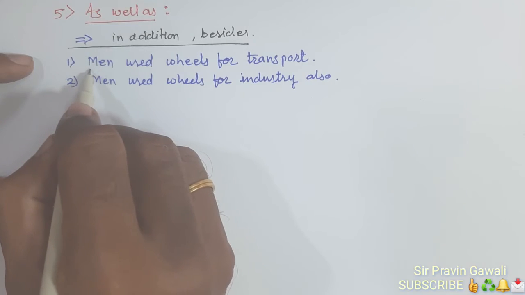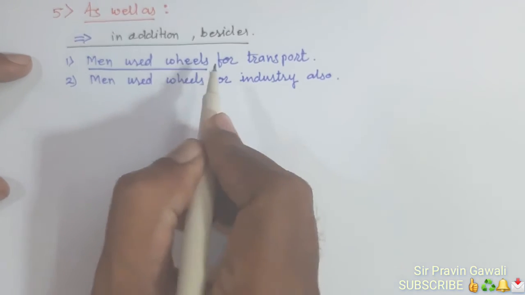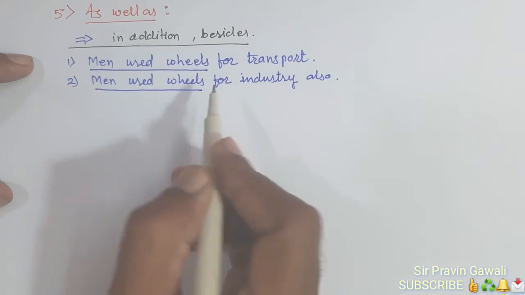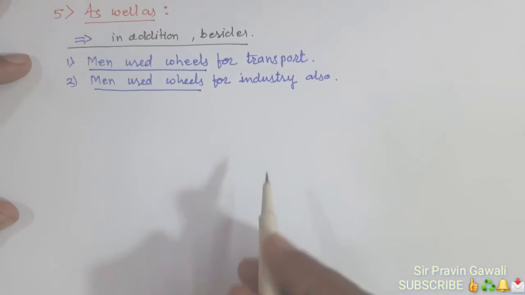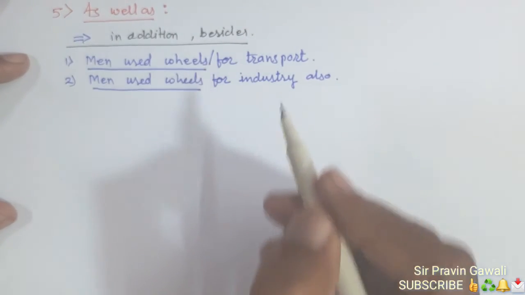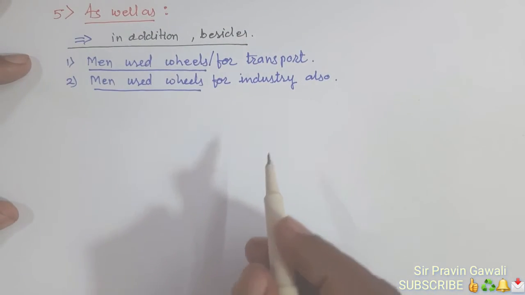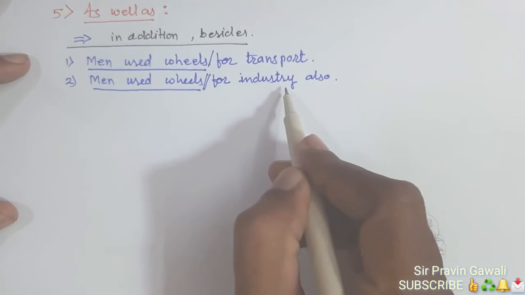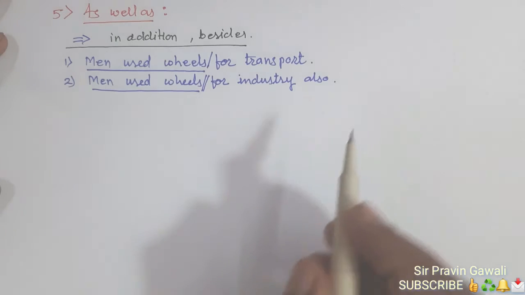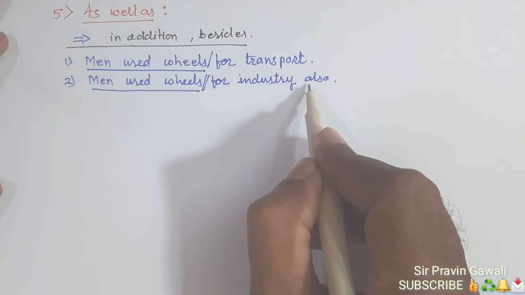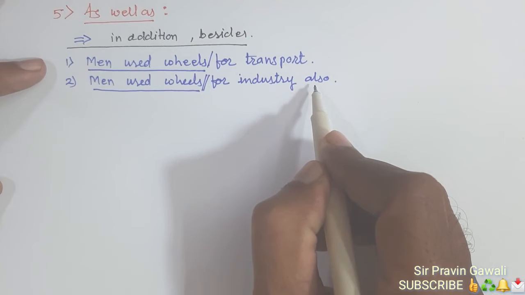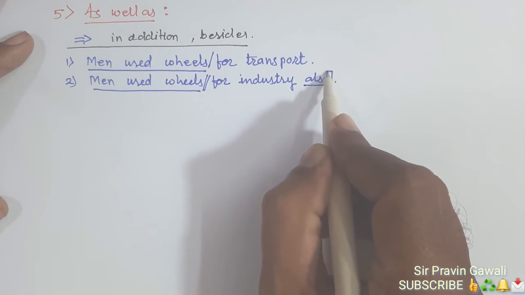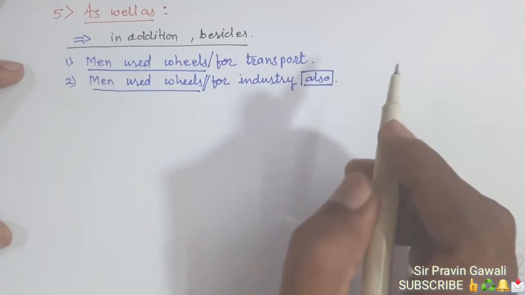Now students, first of all we will underline the similar part of the sentences. Men used wheels is the similar part, okay, and we will put a slant line in front of the different parts in the sentences. The first is for transport and second one is for industry also. Students, one important thing here we need to learn that when we construct the sentence with the help of as well as, then we will omit this also, okay.